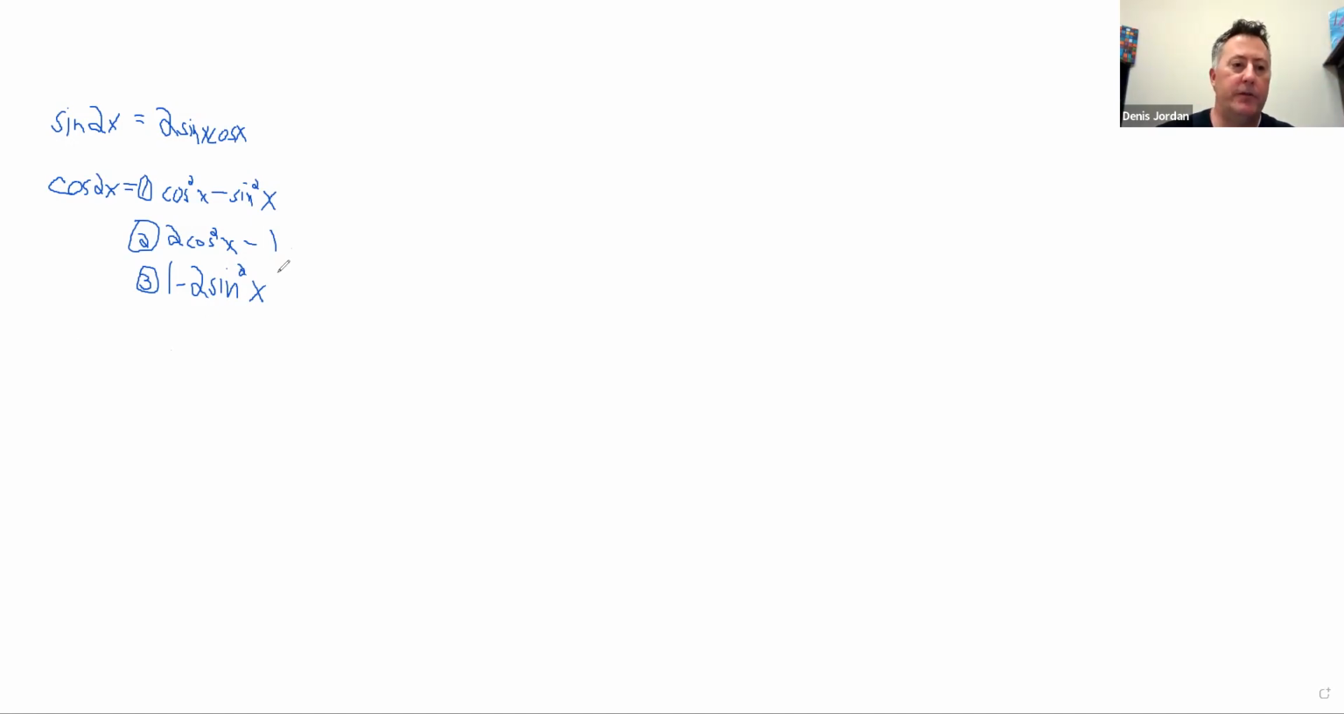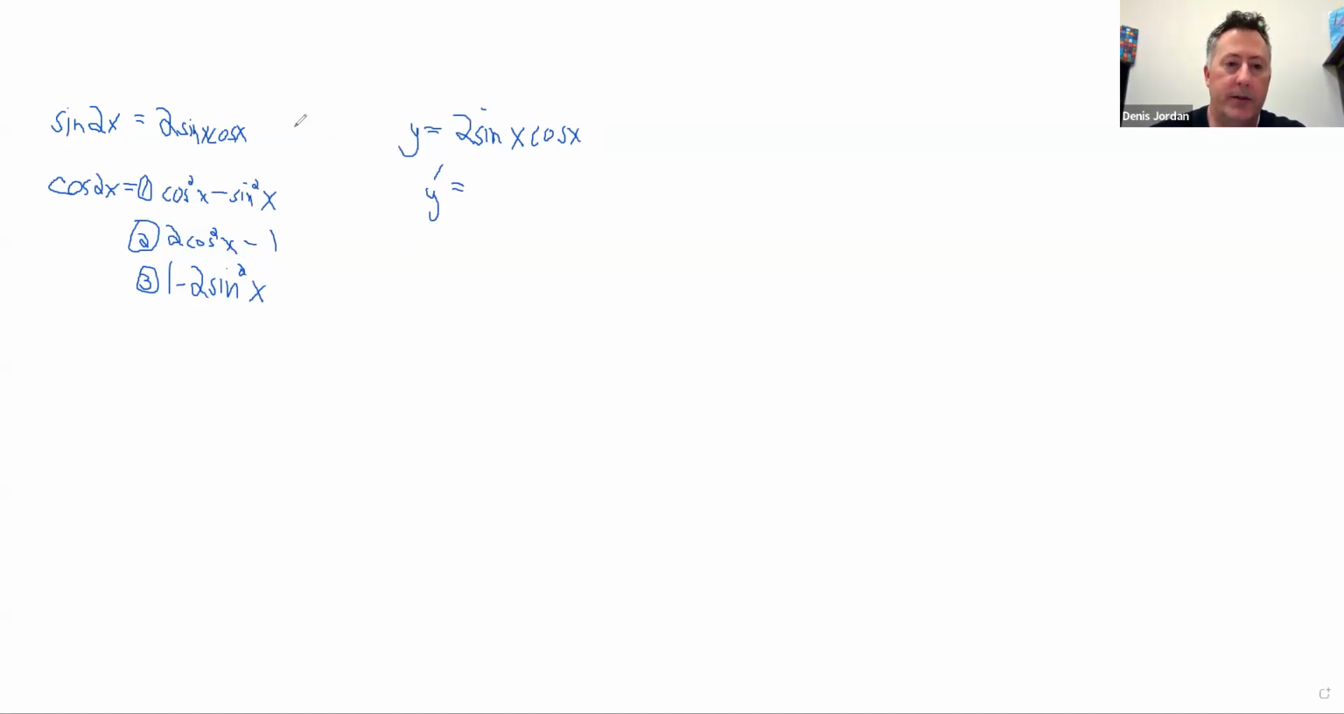So the reason why they're useful is because if you were asked to find the derivative of something, you might be able to use an identity to kind of simplify it down a little bit first. So for example, if your function was y equals 2 sine x cosine x, if you were asked to find the derivative, most people would start to go through the product rule because they have an obvious product there. They have the 2 sine times the cosine. Well, you don't have to.